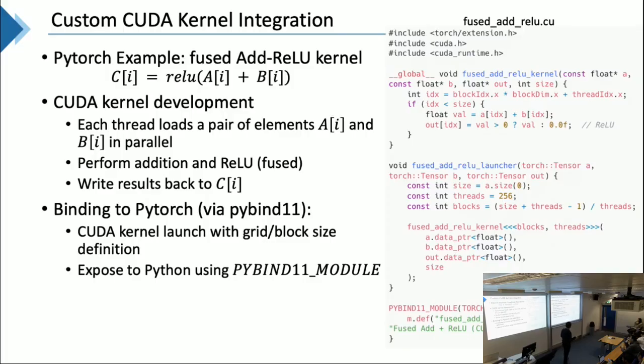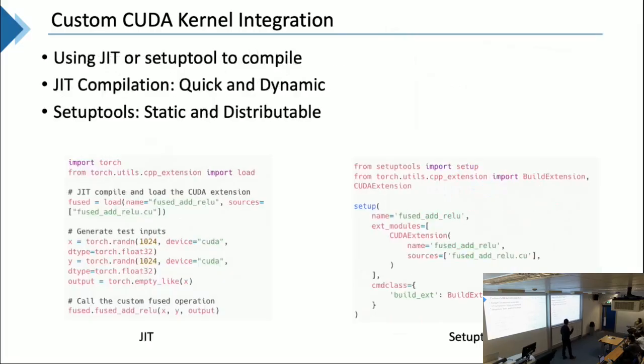As I mentioned before, most of the time you're spending is on this custom CUDA kernel development. And there are two ways. For example, PyTorch actually exposes an API for you. Let's say you have a custom kernel written in CUDA. You just need to specify the name of the function and the source file, and they can do the just-in-time compilation. Another way is more traditional. You can use setuptools to do the compilation before you use it.